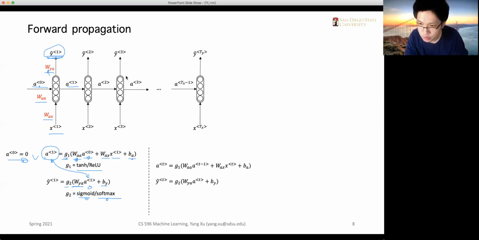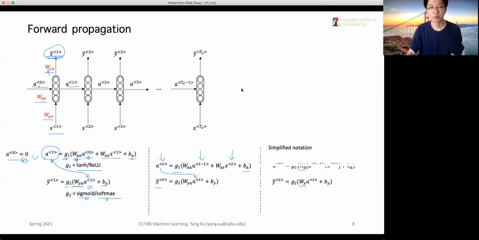So the general principle, if we write it down, will look like this. The activation for the current time step is computed using the activation from the previous time step plus the input at the current time step and some bias, with some activation function. And the y hats will be based on this activation. That is the general principle.